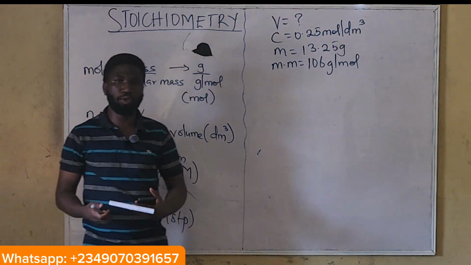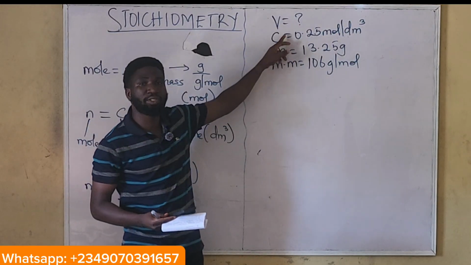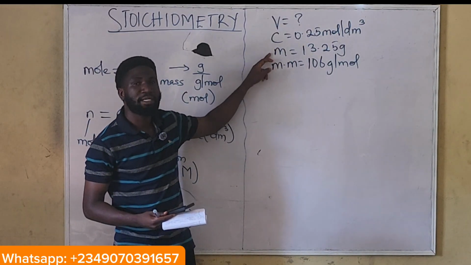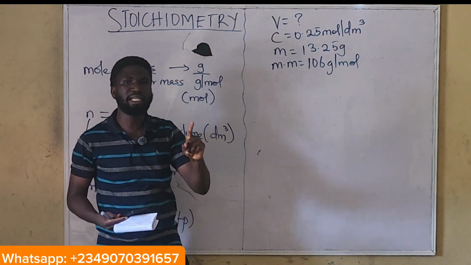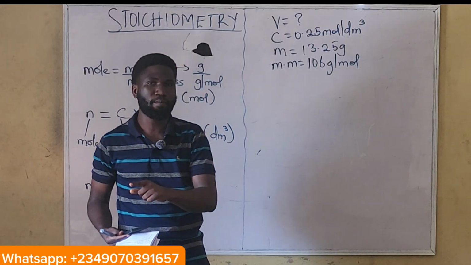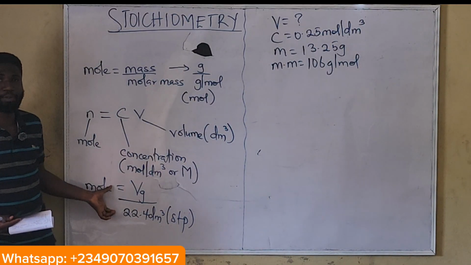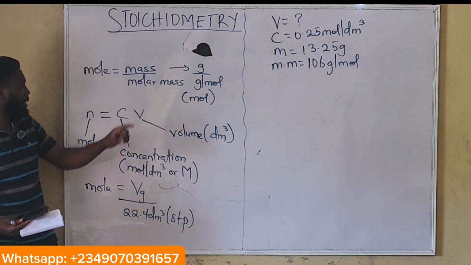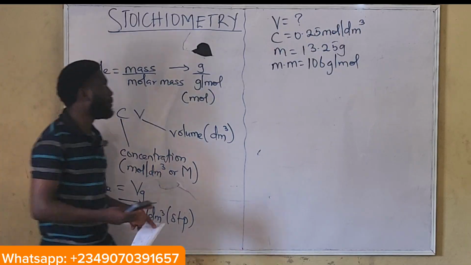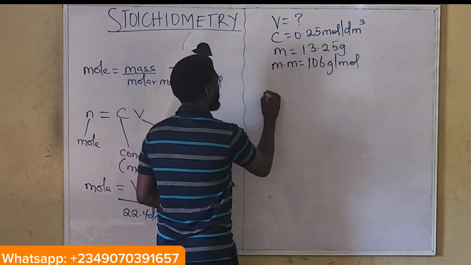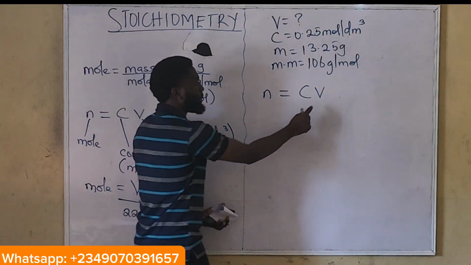So we want to get the volume of sodium carbonate solution, and we have the concentration given to us. We also have the mass as well as the molar mass, but we want to get the volume. But the volume here is not volume at STP. So that means we can't use the third formula. To get the volume, we need to consider the second formula. So in considering the second formula, we said mole, which is n, equals CV. So we want to get the volume.